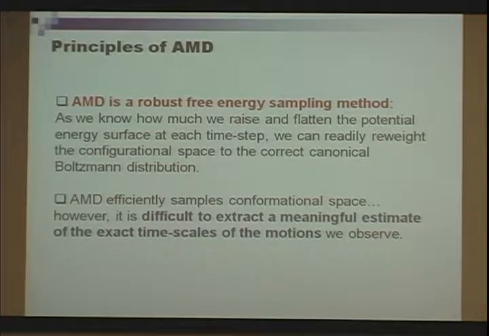Now, the advantage of AMD is that because we know at each point how much we're raising and flattening the potential energy surface, we can easily reweight our molecular conformation in order to get back to the correct canonical Boltzmann distribution. In other words, AMD is a robust free energy sampling approach. The disadvantage of AMD is that whilst we are efficiently sampling conformational space, it is difficult to extract a meaningful estimate of the exact timescales of the motions that we're observing.